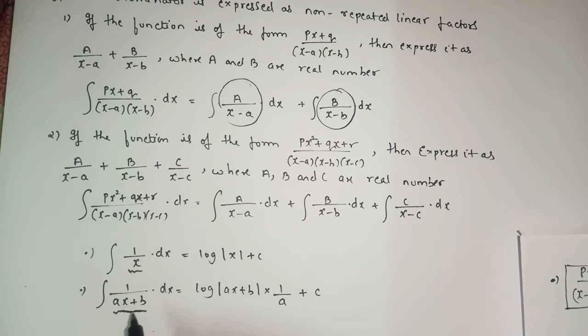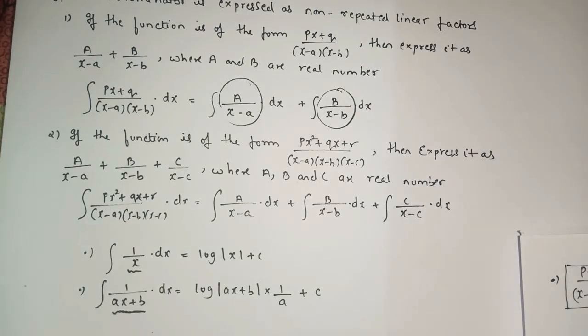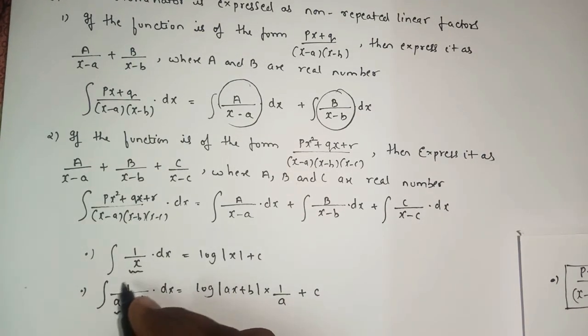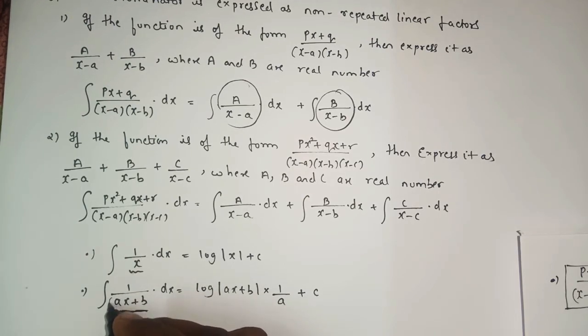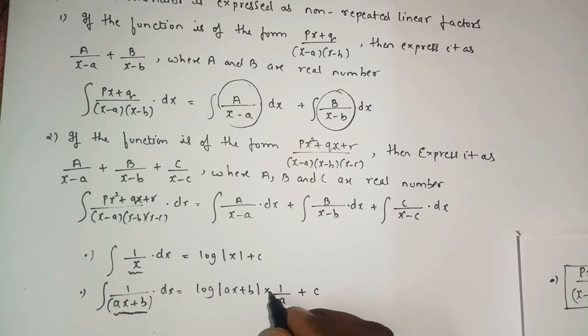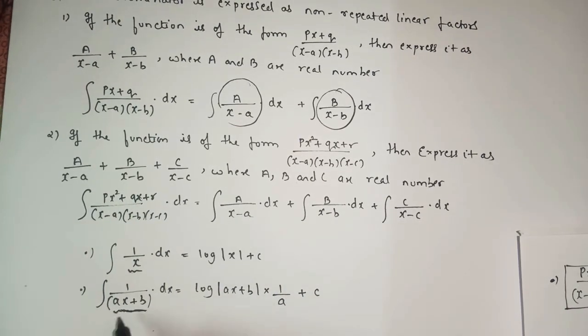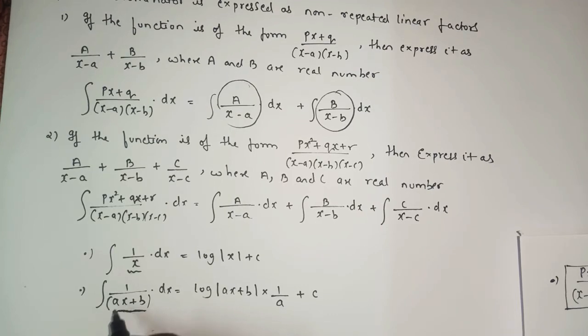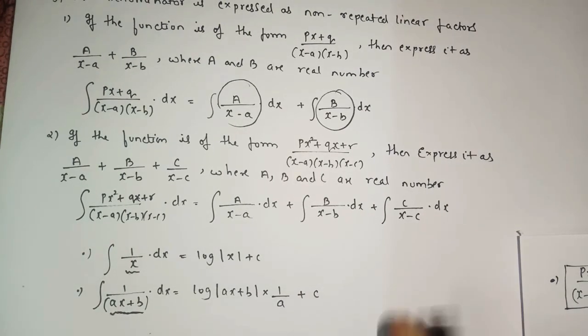as x is replaced by some other term. So we have to use the chain rule property. You will apply the formula, as it looks like 1 upon x, we'll consider this whole part as x. So 1 upon x is log mod of x, but you will write into 1 upon the coefficient of x, so it will be 1 upon a plus c.